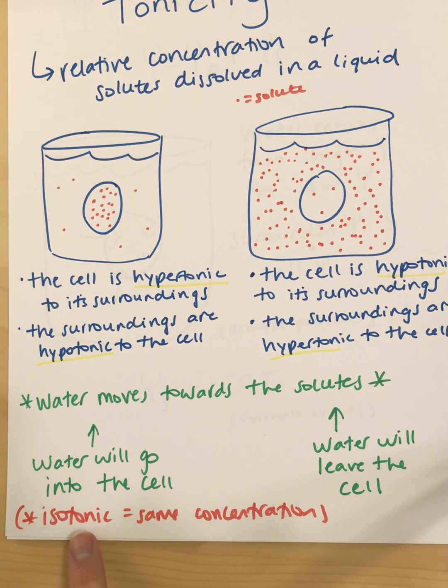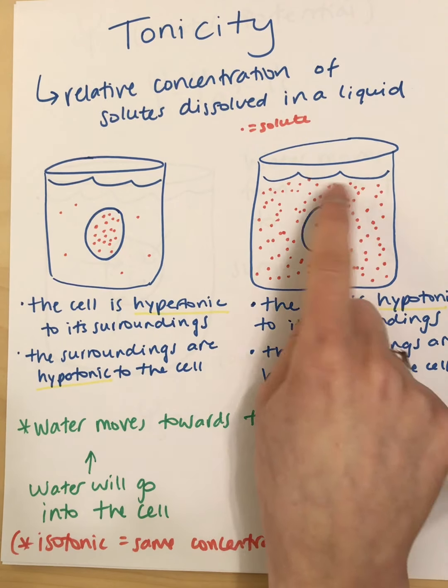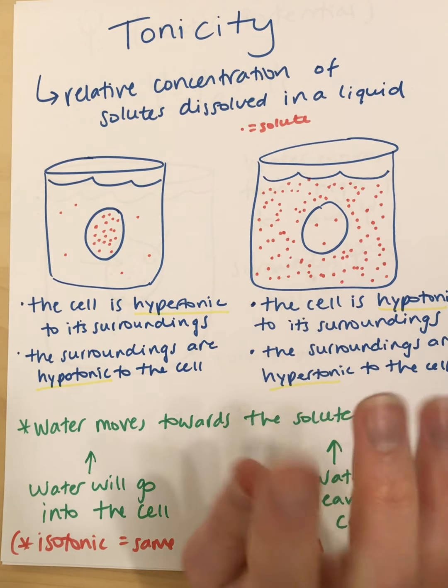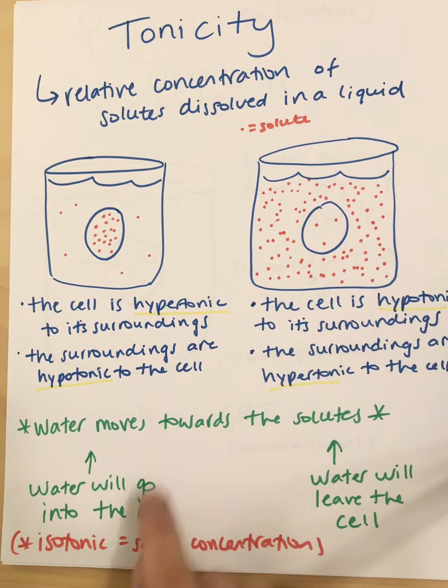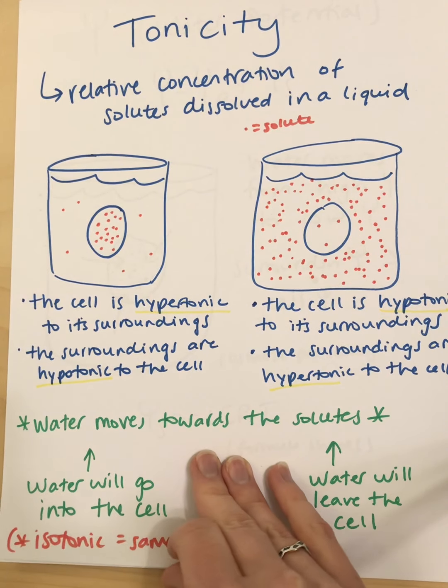As a reminder, isotonic means the same concentration. So if the surroundings and the cell had the same concentration of solute, we would say that they are isotonic to each other.